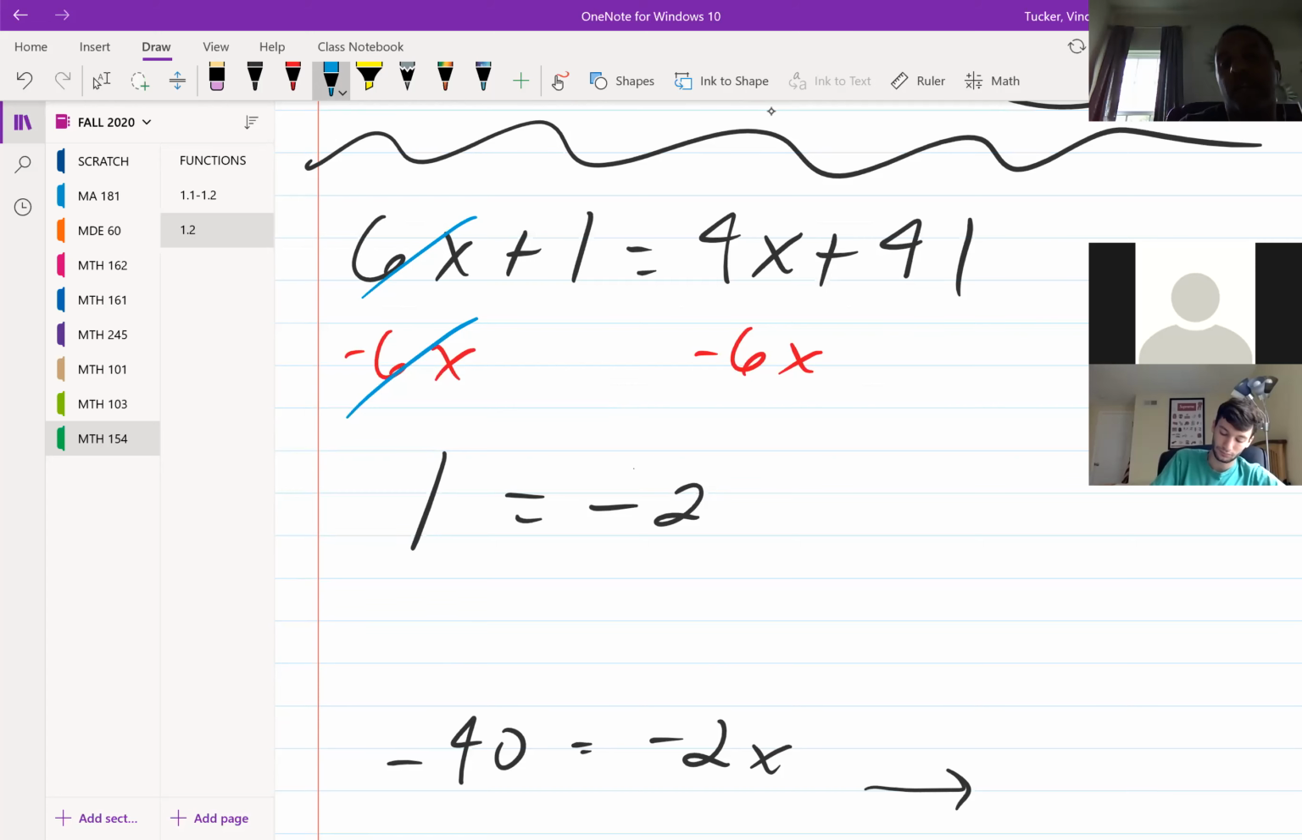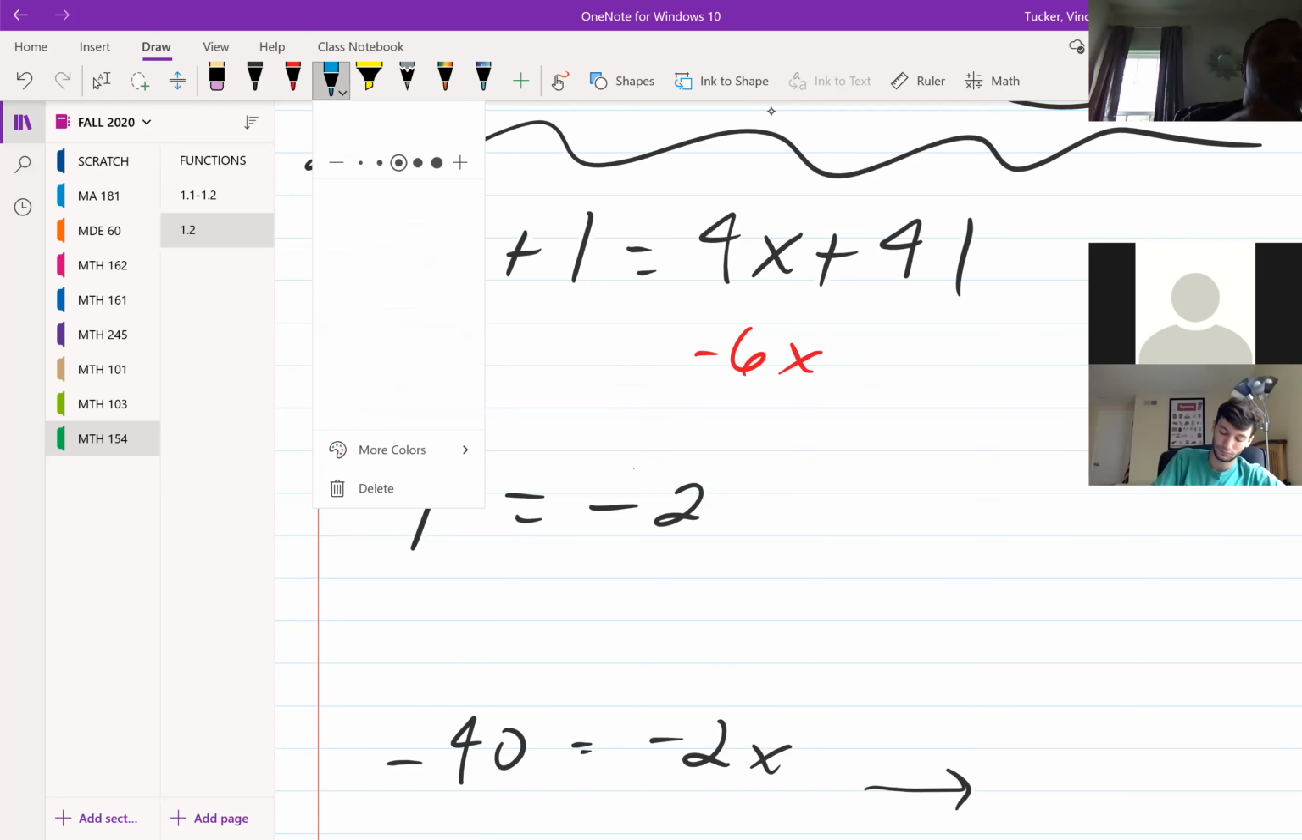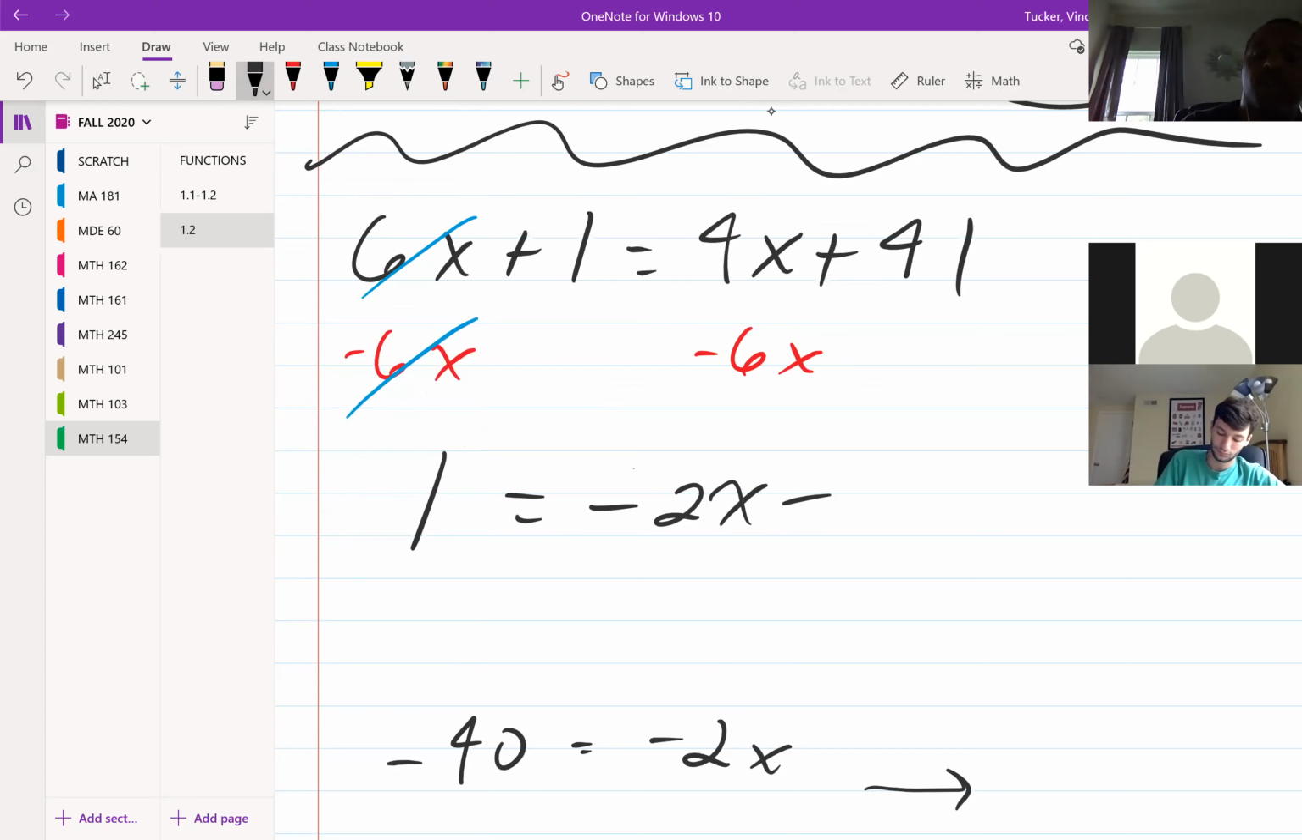Like I said, it doesn't matter. I could have taken 4x to the left by subtracting 4x on both sides. Just your goal should be to get all of your terms with x to one side, all of your terms without x to the other. If you're doing that, you're fine. So it's 1 equal to negative 2x plus 41.